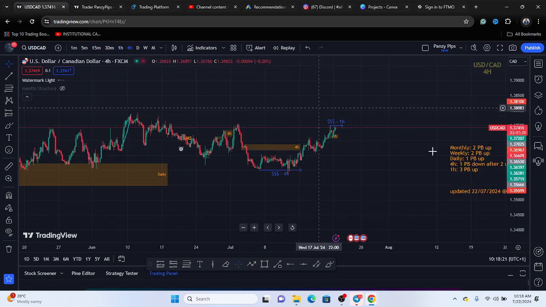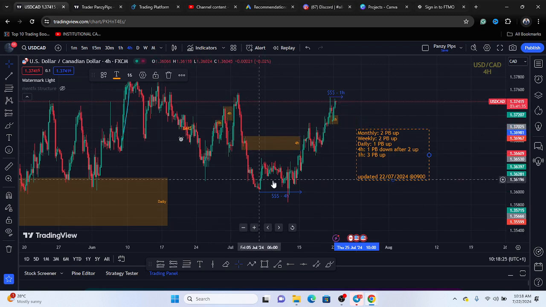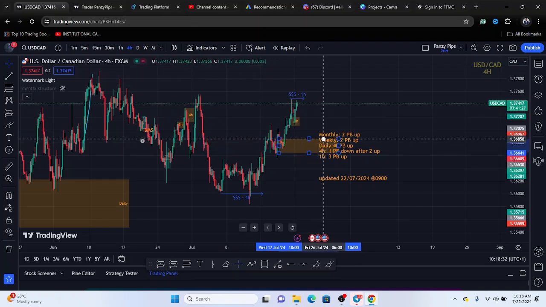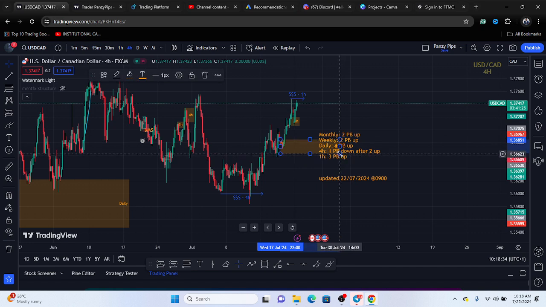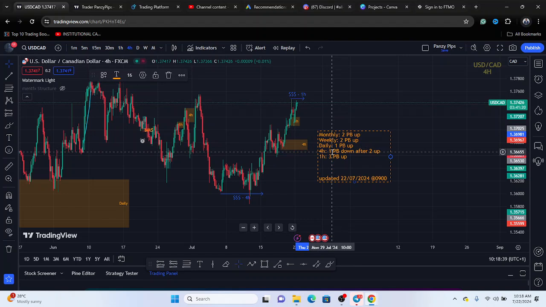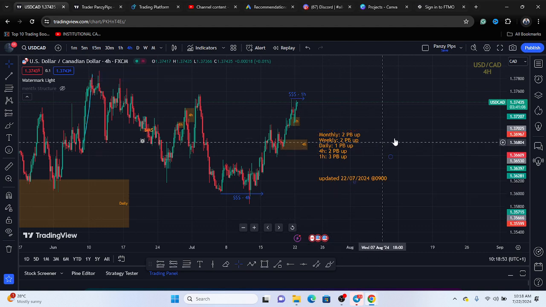Let's go to the 4R. On the 4R, you can see that price was bearish for this much, and then eventually broke through. So this is 1 PB up, pull back, 2 PB up. So we are bullish on the 4R, 2 PB up, and this would be my zone. Alright, 2 PB up on the 4R, and we already have the 1R, so we are done here.